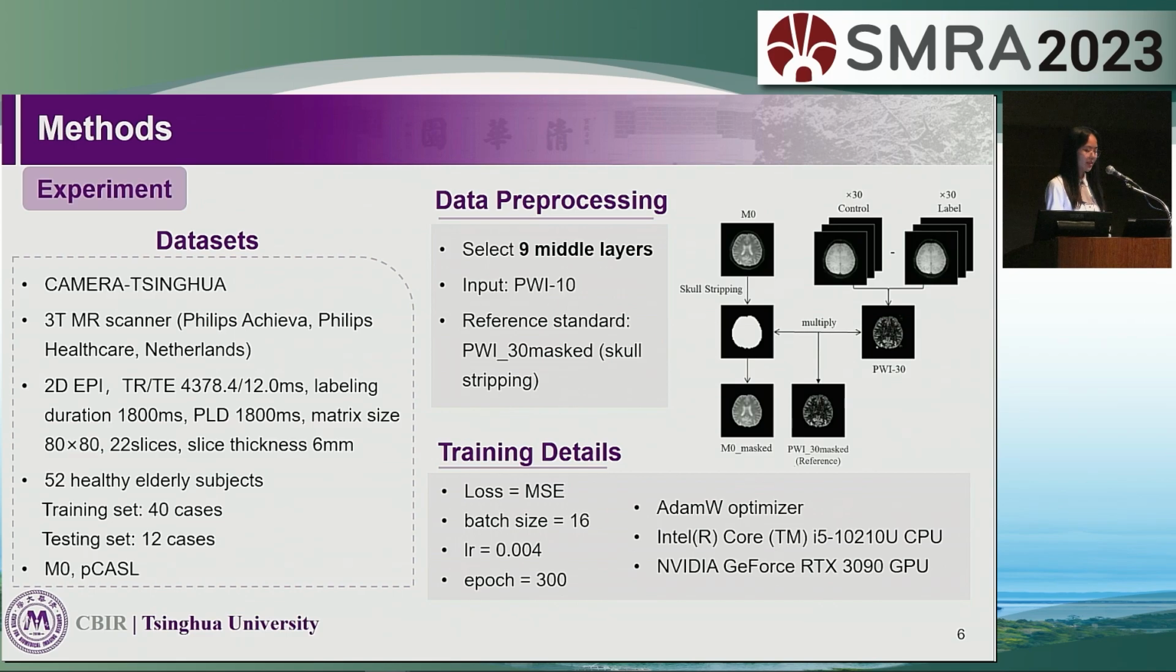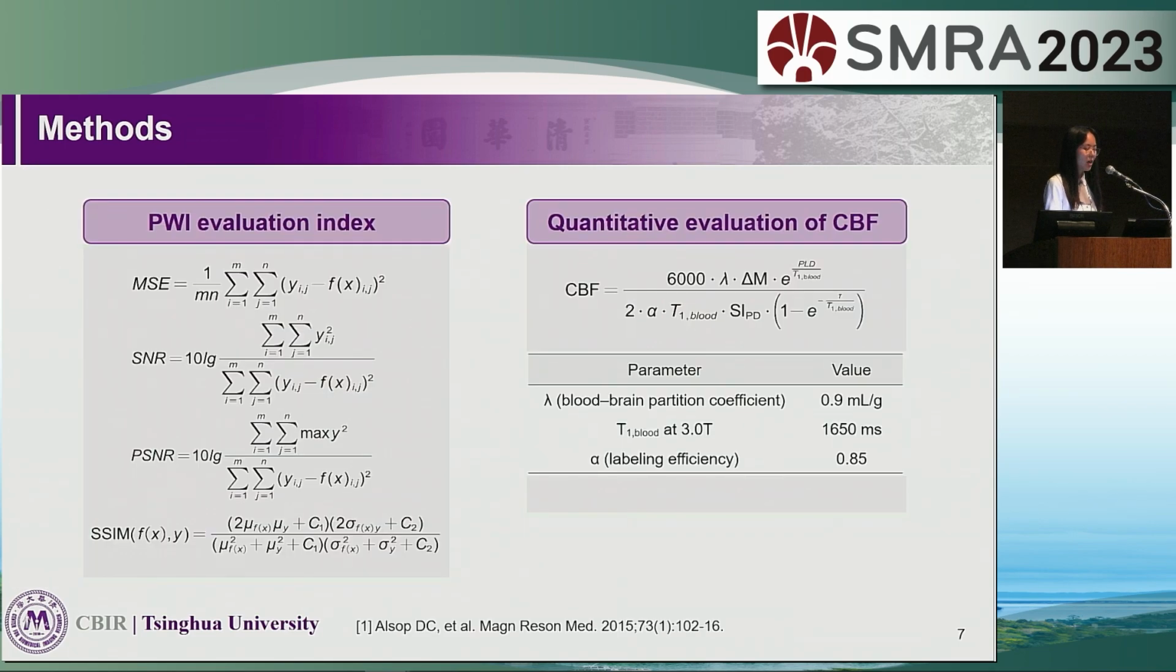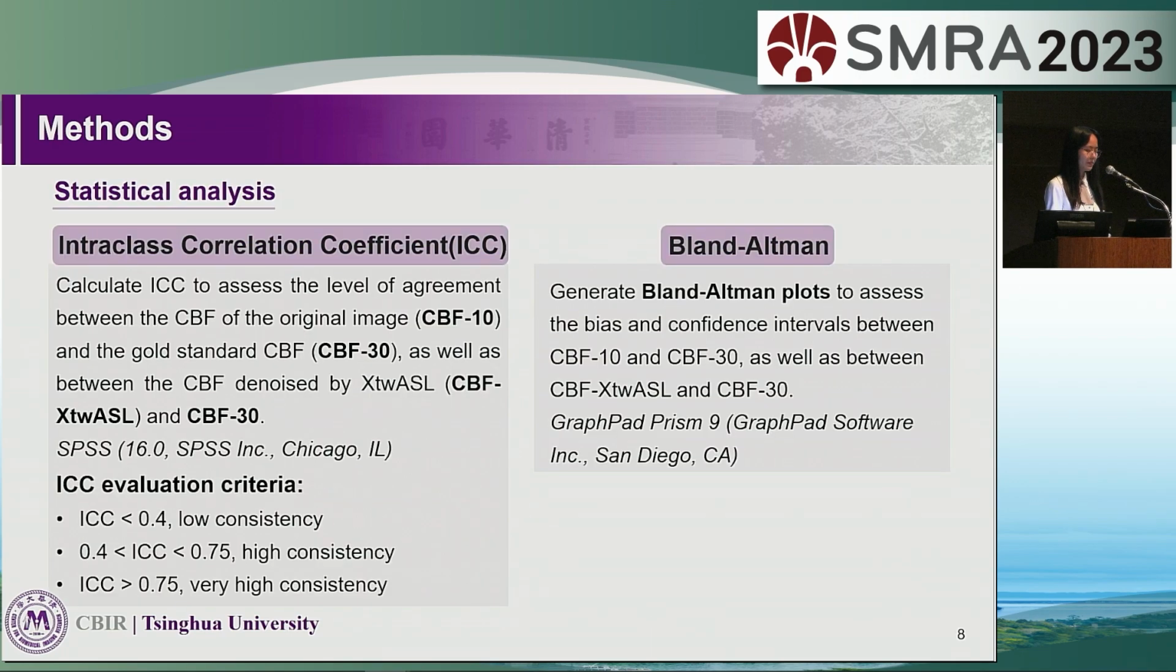We use a 10-time averaging PWI as input and the PWI30 mask, obtained by segmenting the 30-time averaged PWI through skull stripping technology, as a gold standard. After the model completes training, we use MSE, SNR, PSNR, and SSIM to evaluate the PWI denoising results of different deep learning networks. We also calculate the CBF value on the testing data sets.